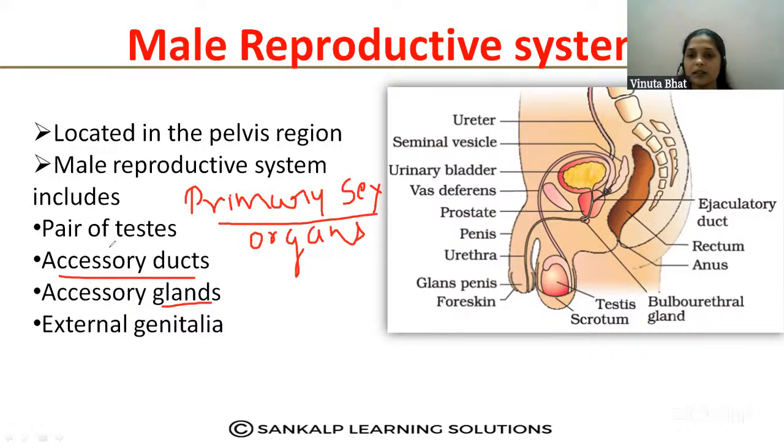So here, in the male reproductive system, the pair of testes are the primary sex organs, and the accessory ducts and glands are the accessory organs. Anybody? What do you mean by primary sex organs?